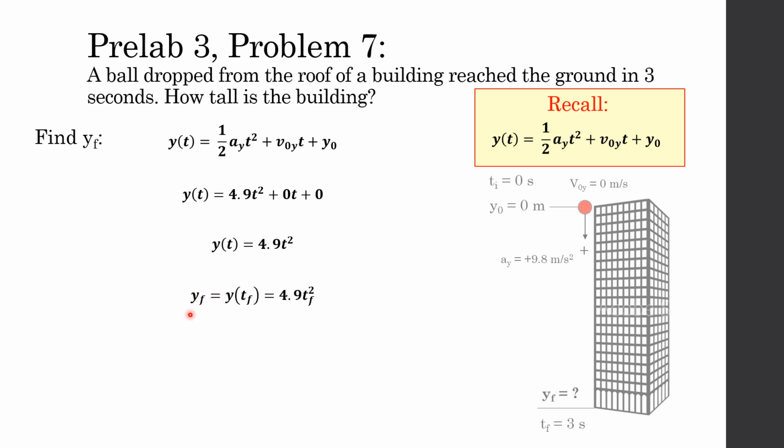Then we know that y final is equal to y of t final, which is equal to 4.9 t final squared. We know that t final is equal to 3, so we're going to plug in 3 where we see t final. So y final is equal to y of 3, which is equal to 4.9 times 3 squared. We've just plugged in the value they gave us. And we get that y final is equal to 44.1 meters. So that's how tall the building is. The building is 44.1 meters high.